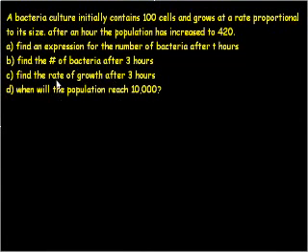This is a compound growth problem, or an exponential growth problem. It says a bacteria culture initially contains 100 cells and grows at a rate proportional to its size. After an hour, the population has increased to 420. First, find an expression for the number of bacteria after t hours.